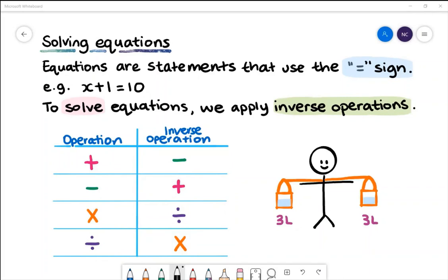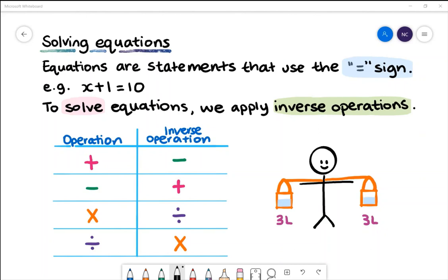X plus 1 is equal to 10. X represents a number that when added with 1 gives 10. What is X? The solution to this equation is X is equal to 9. Equations can look more difficult, so we need a step-by-step method to solve them.